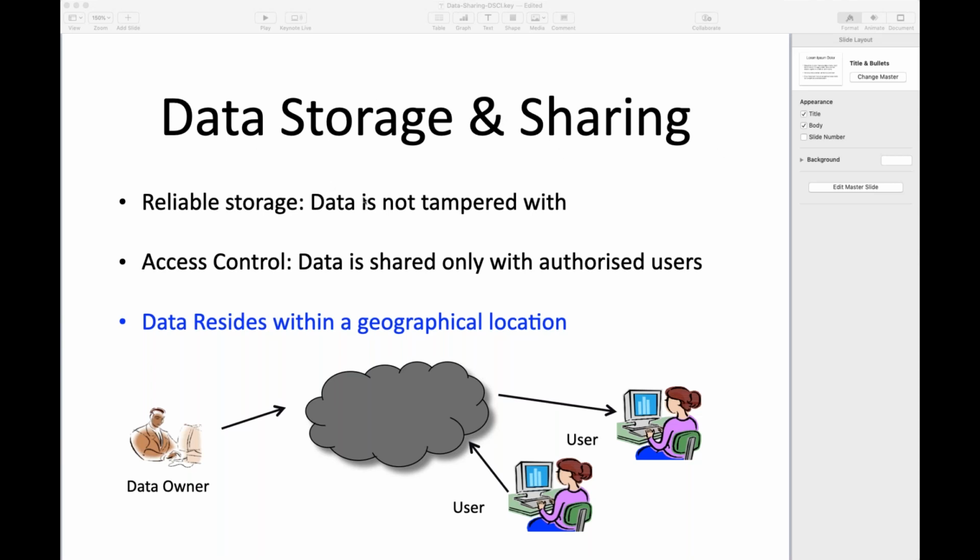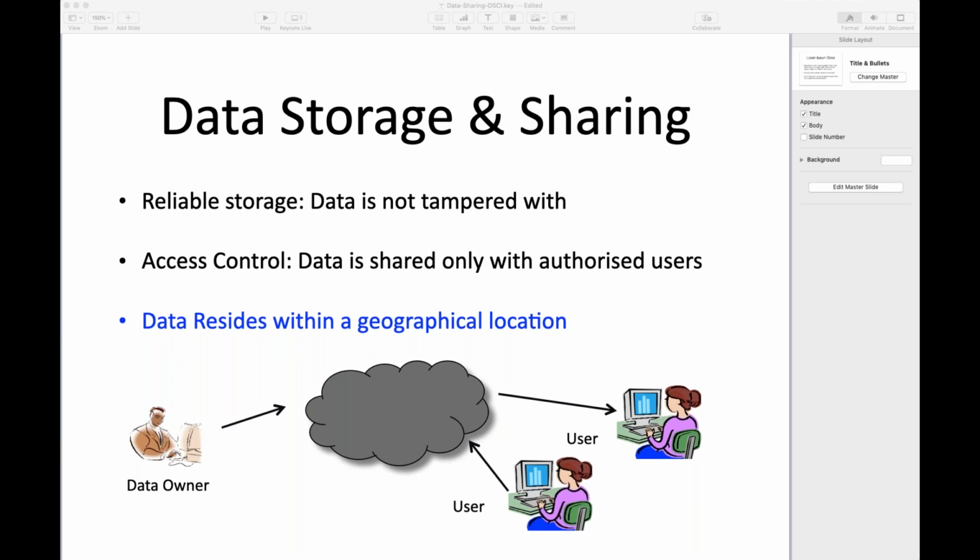with the talk. So we have this data sharing. We need to address a few things when it comes to data storage and sharing, and one of them is reliable storage, which means that data should not be tampered with at all. Access control, as I mentioned, is that data should be shared only with authorized individuals and not with any other parties.